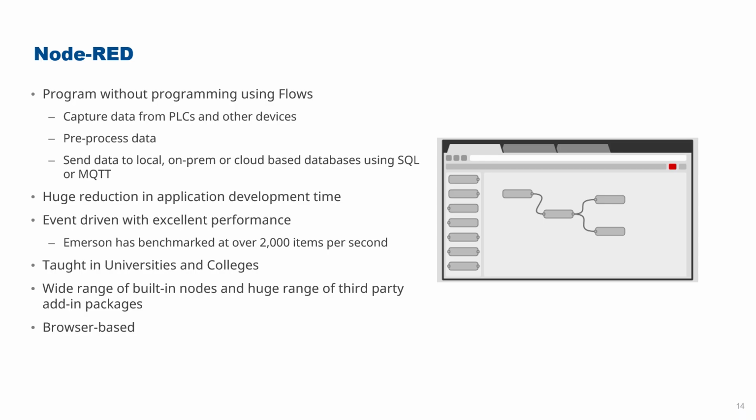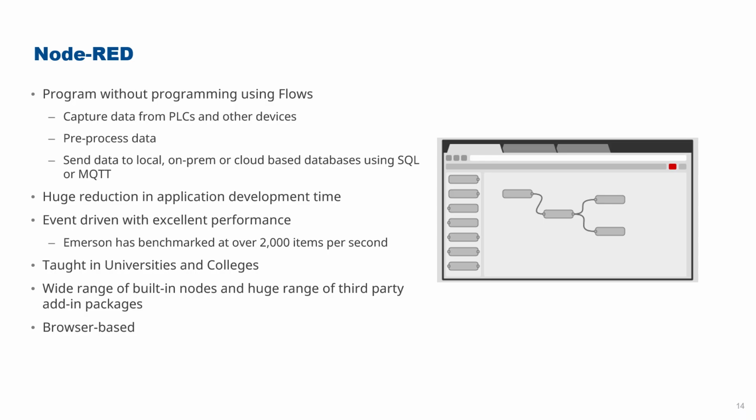Now the key benefit in Node-RED, and I'll show you some examples later, gives you a huge reduction in application development time over writing, say, Python code or code in other applications. It is event driven and it has excellent performance. We've benchmarked it using some of our older platforms, so we would expect better performance using our newer next generation IPC range, but we've benchmarked it at being able to handle over 2,000 items per second. And one of my clients has mentioned that they can get up to 20,000 items per second. So very good performance. It is taught in universities and colleges, and there's a wide range of built-in nodes and a huge range of third-party add-in packages.